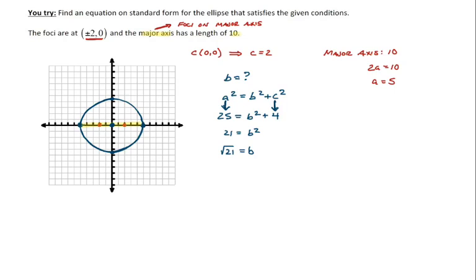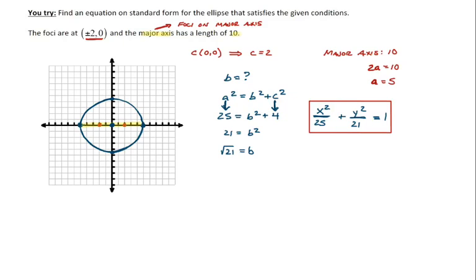So now I need to write my equation. So again, I'm going to use the coordinates of my center. In this case, center is (0, 0), which is x squared over something plus y squared over something equals 1. And then because A is the longer of the two distances from center to edge, and that is in the horizontal or x direction, I need to put A squared underneath x. So A was 5, which means A squared is 25, and B was root 21, which means root 21 squared is 21, and this is the equation for this ellipse from the given information.